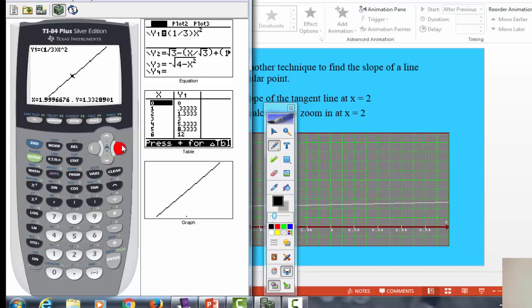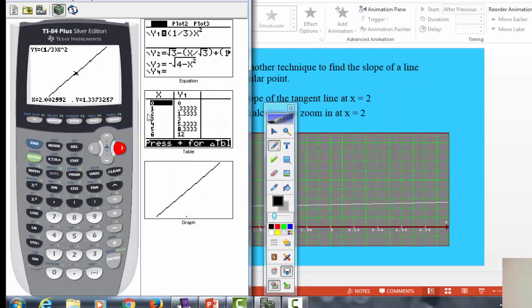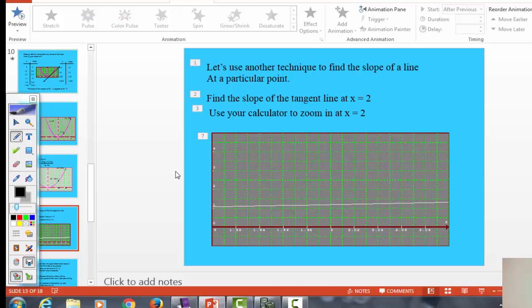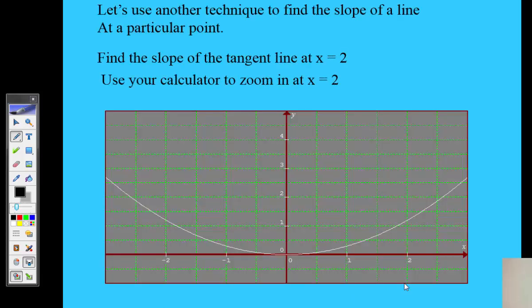And then I'm going to move up the graph, choose a point on the other side of 2, to the right side of 2. So let's choose this point right here. So that point is 2.0029, 1.3373. So if you used those 2 points to do your calculations for the slope of that tangent line, that would be a slope of a secant line, but that would be a pretty good estimate for the slope of the tangent line.